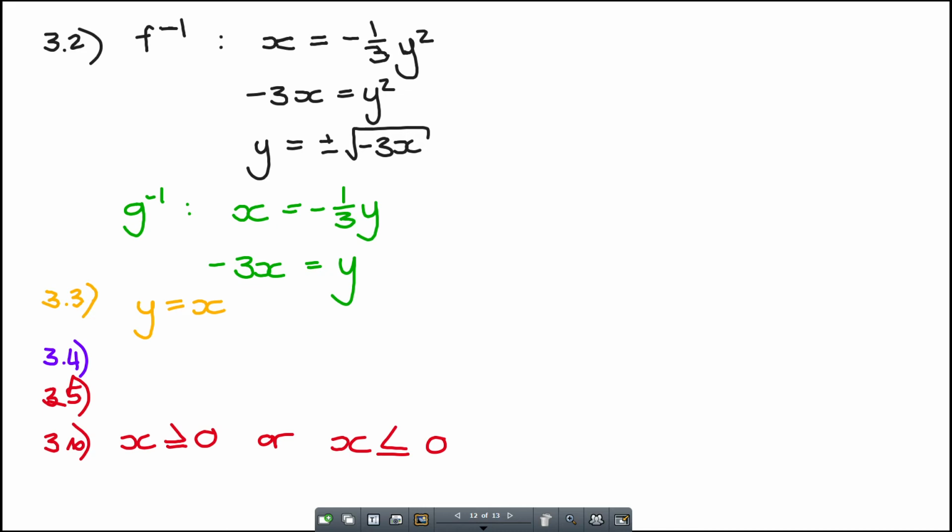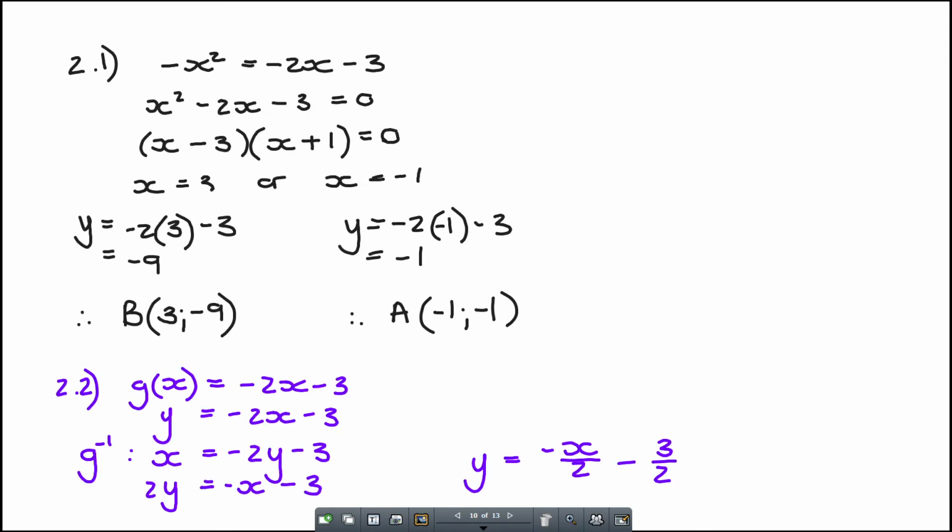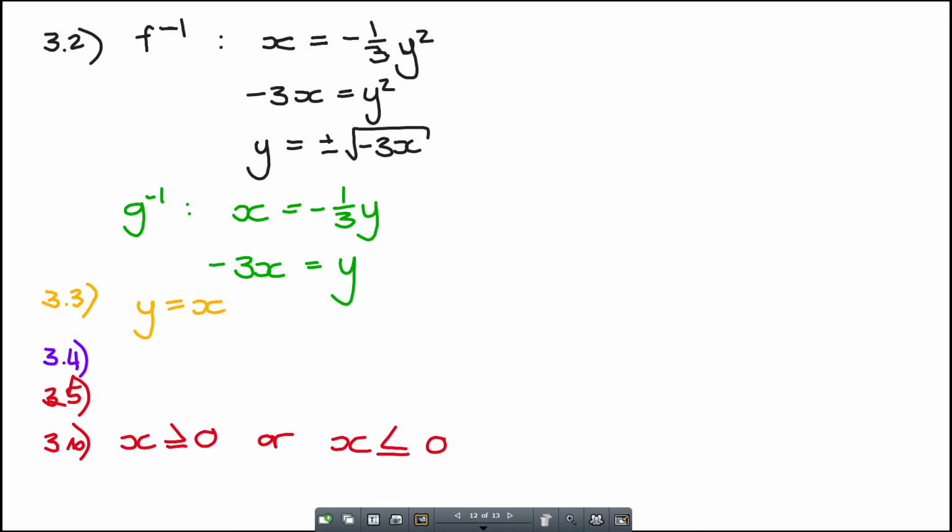Dan moes julle gedoen het 5. Ja. 5. Jy het geskryf 5, ja. Kan ek maar skip? Anyone still copying here? Goed, nommer 5.